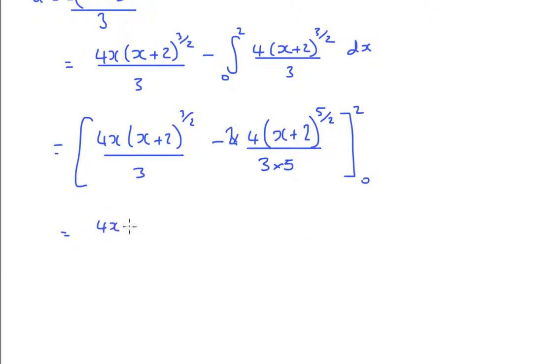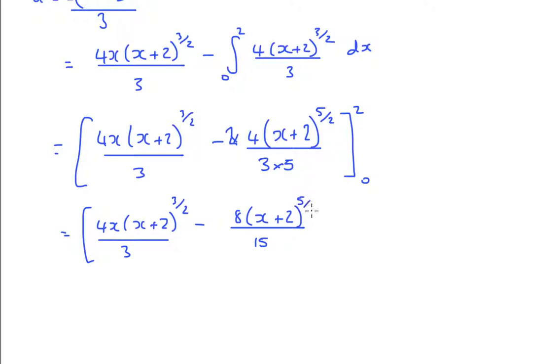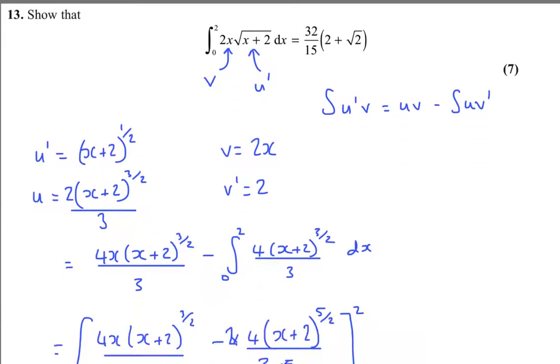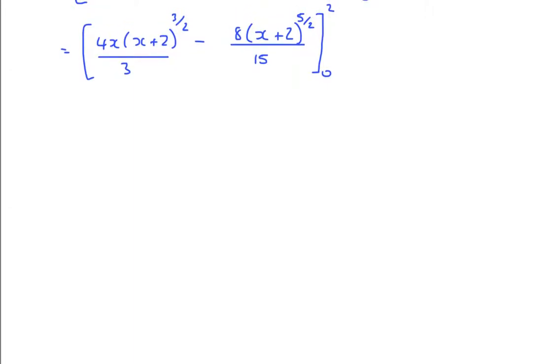We've got 4x, x plus 2 to the 3 over 2 over 3, minus 8 over 15 times x plus 2 to the 5 over 2. So we've finished all the integration steps now. Now it's just a case of substituting 2 in and subtracting what you get when we substitute 0 in. So we're substituting in 2.